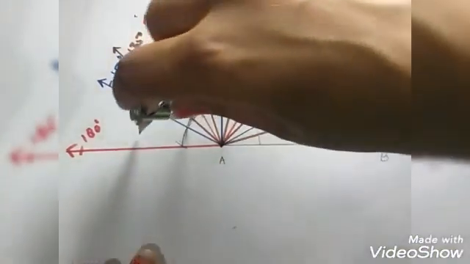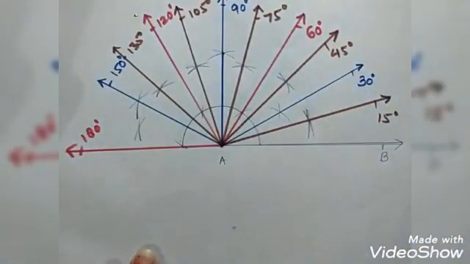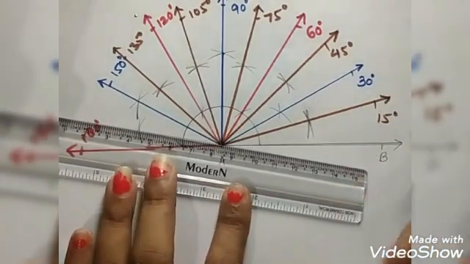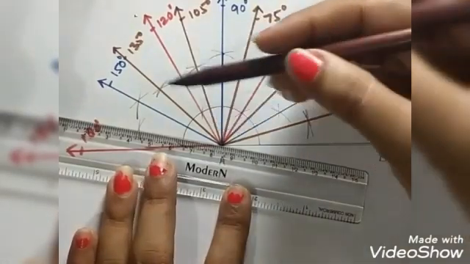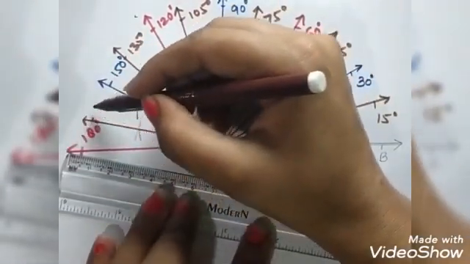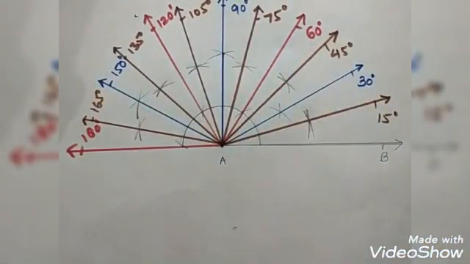Now to draw an angle of 165, divide this angle and draw an arc from these 2 points. Now you join this point A and a point of intersection of these 2 arcs. This is 165 degree. Now these are the required angles we can draw by using compass.